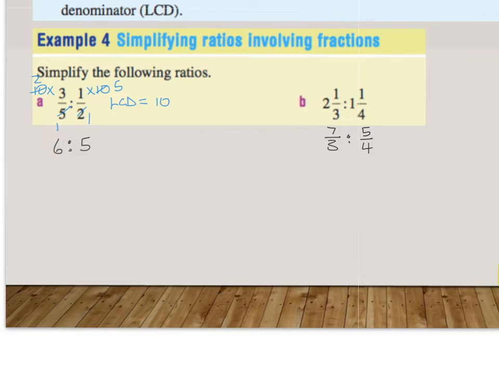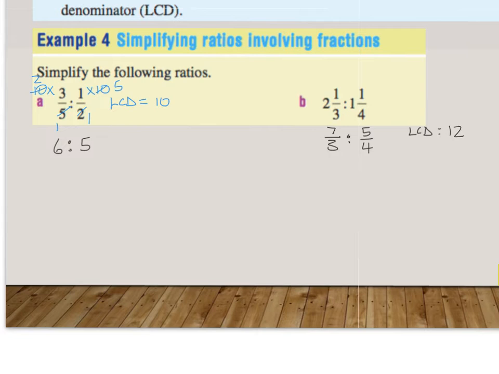The lowest common denominator for 3 and 4. We start with the bigger number and we say 4. Does 3 go in 4? No. Double 4 is 8. Does 3 go in 8? No. 3 times 4 is 12. Does 3 go in 12? Yes. Therefore, the lowest common denominator is 12.